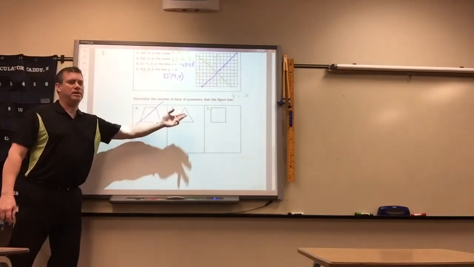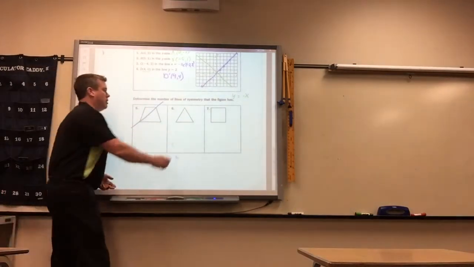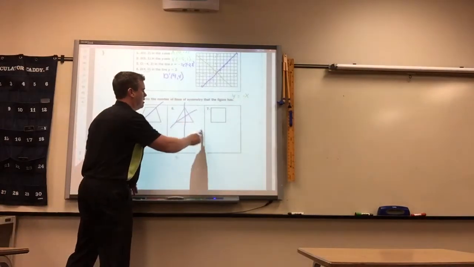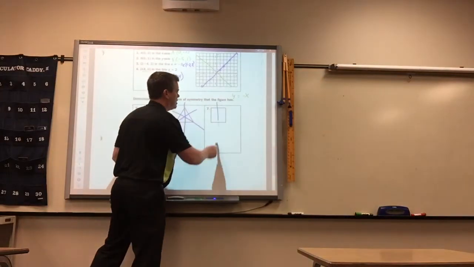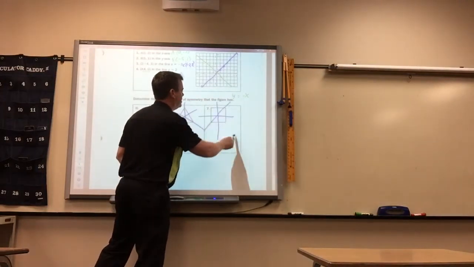A regular triangle has 3, and if you had to draw them, it'd be there, there, there. And a square has 4. Straight up and down, side to side, diagonal, diagonal.